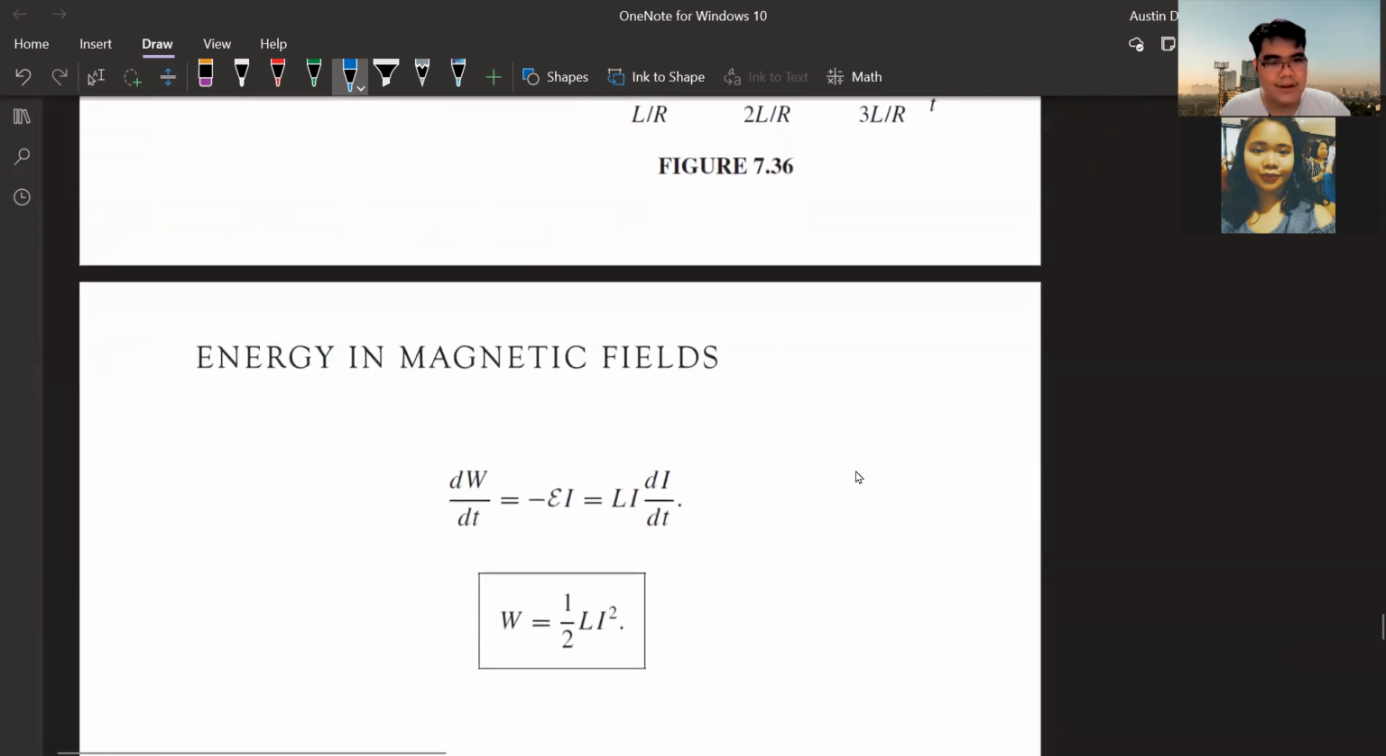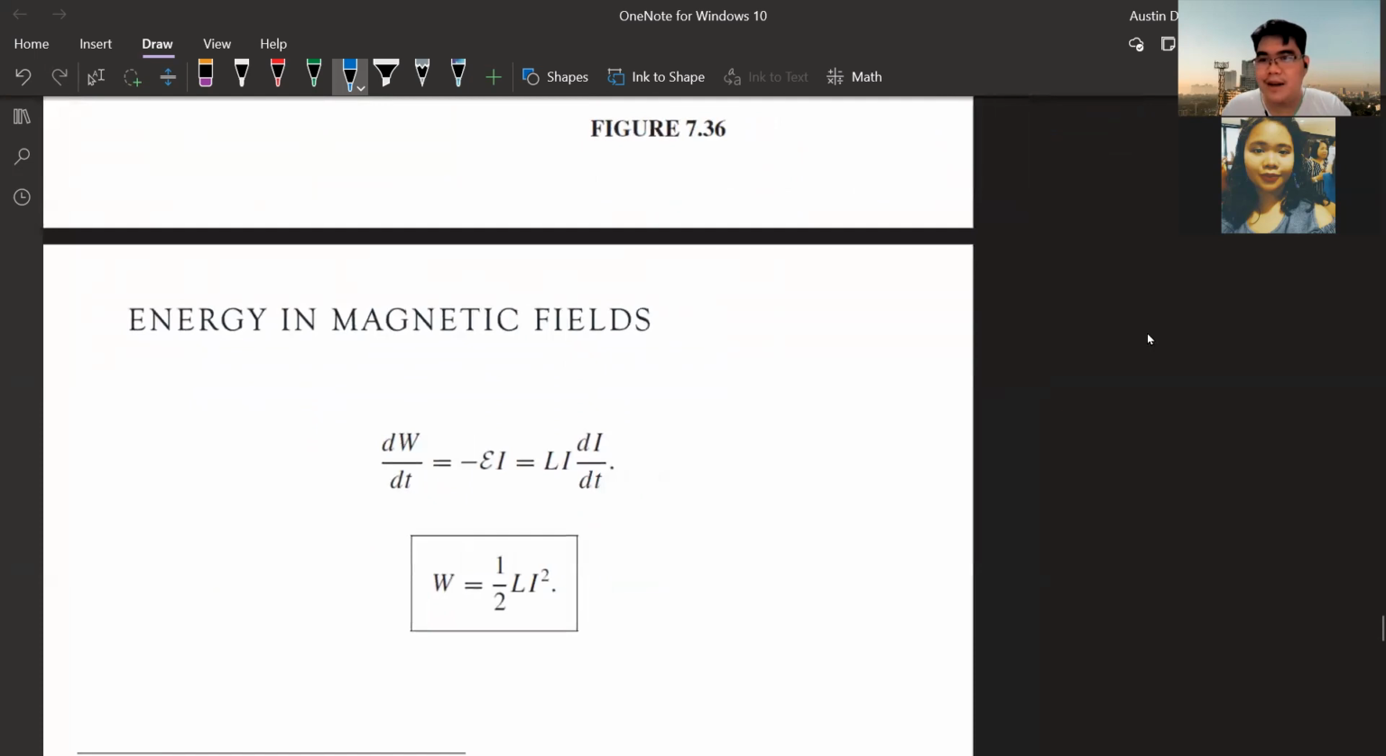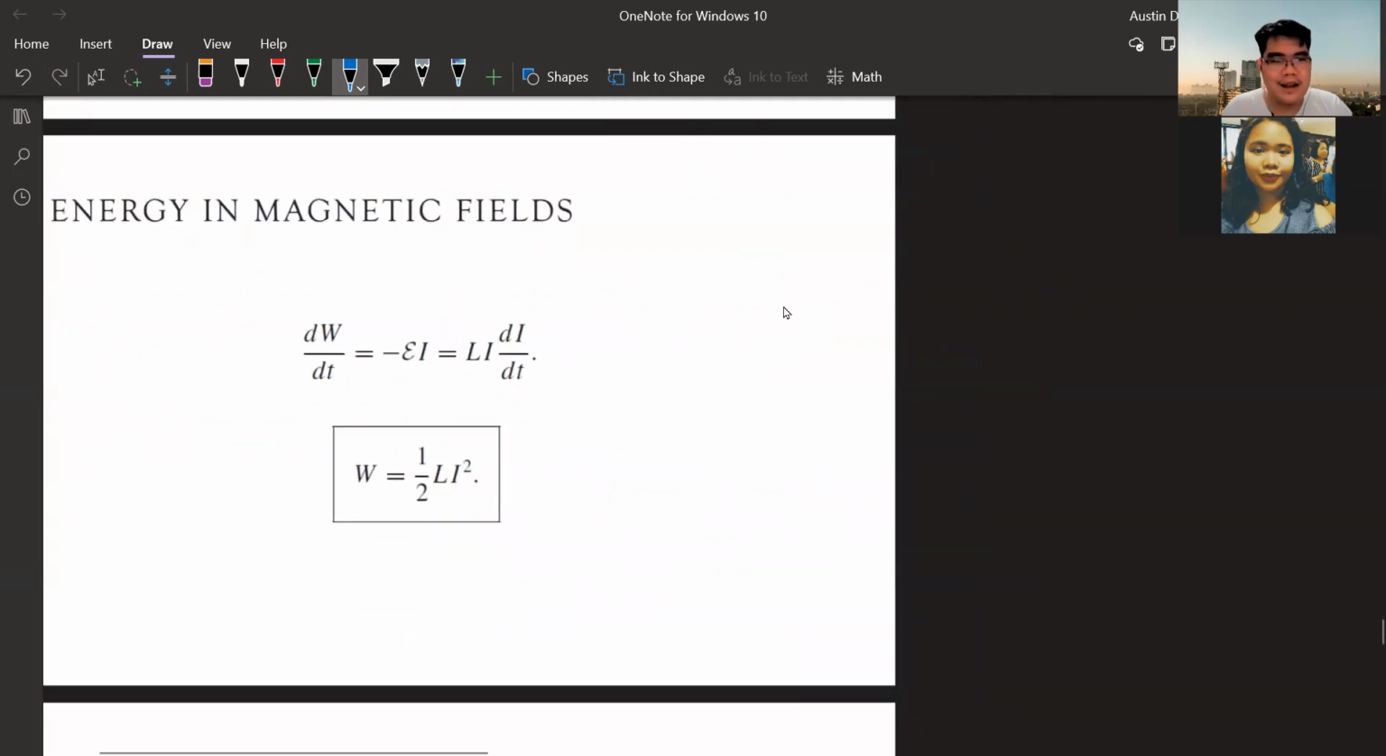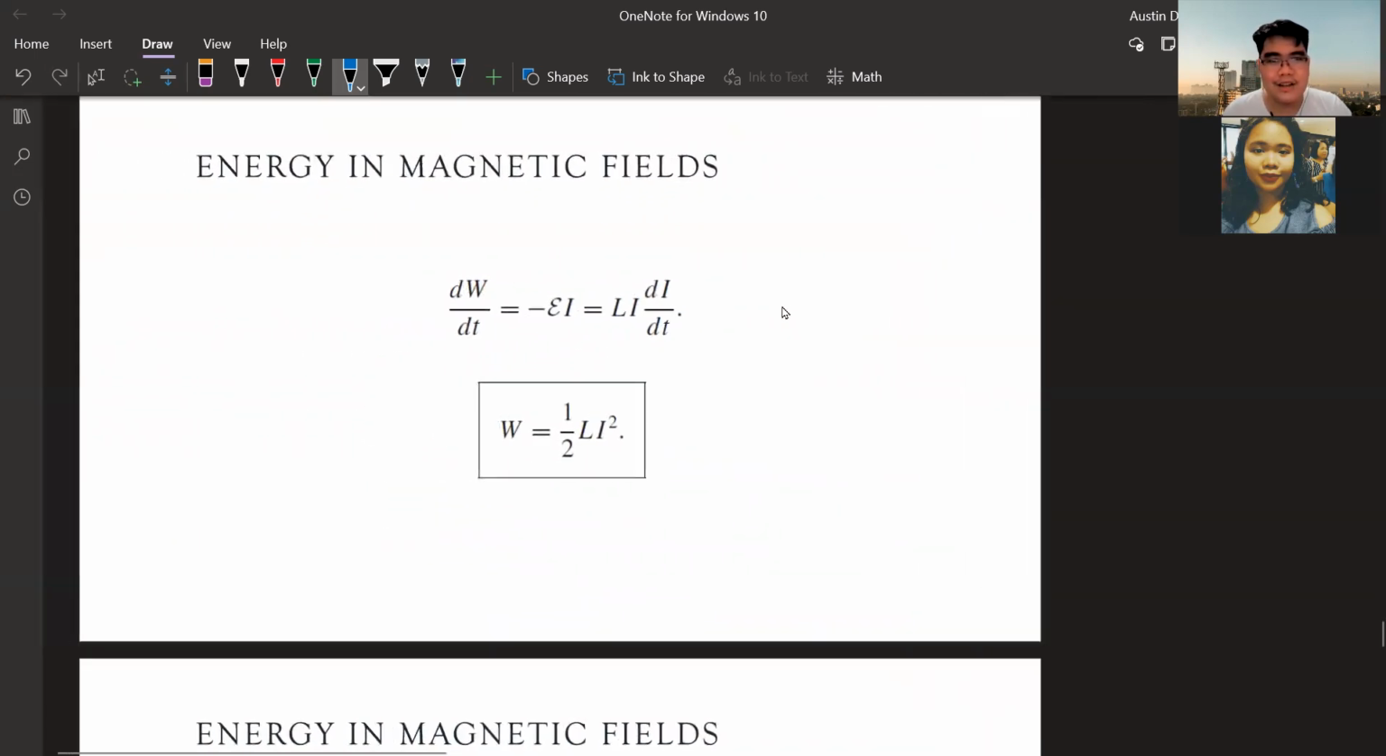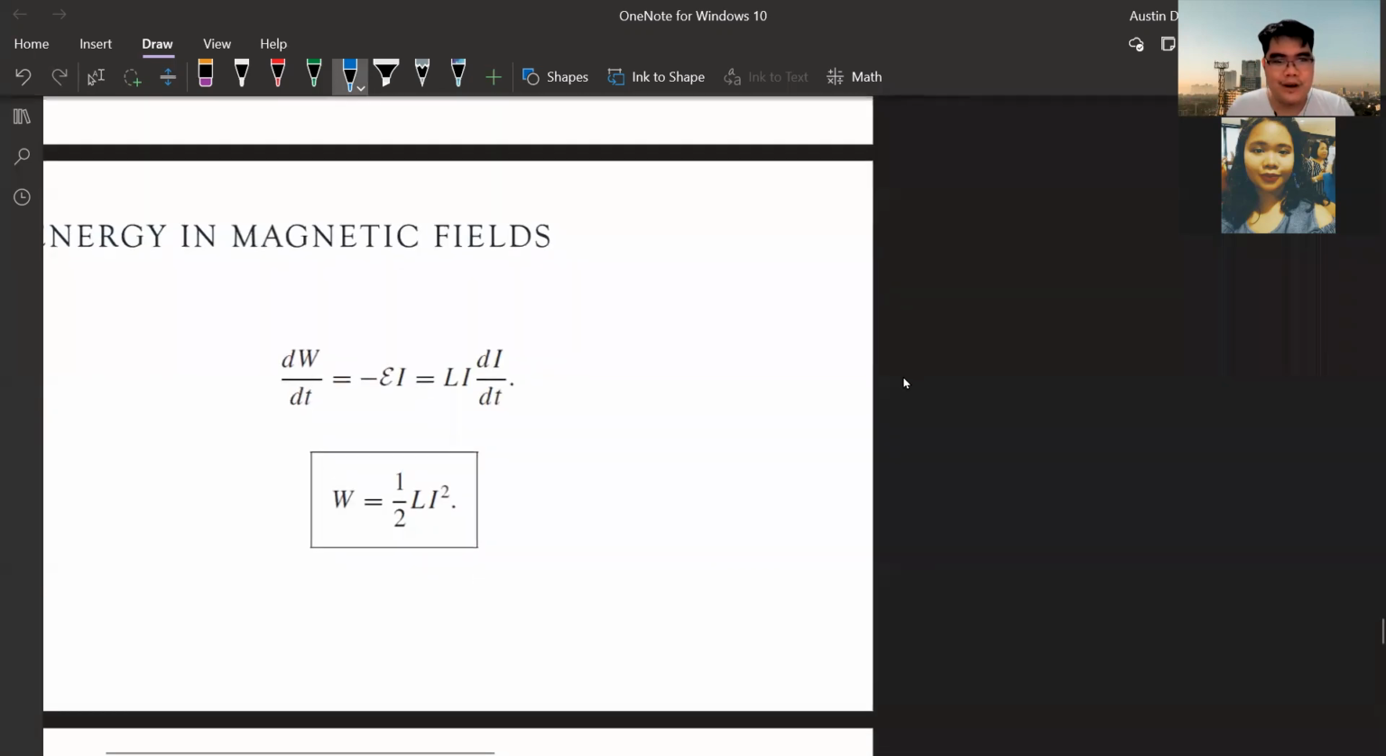Okay. So tanungin natin ngayon, di pa tayo nag-energy in magnetic fields, di ba? Na last time, we have your energy in electric fields. So ngayon, tingnan natin, no, paano ba yung magnetic fields? Okay? Suppose you have a circular circuit. Okay, may circuit ka na ganyan.